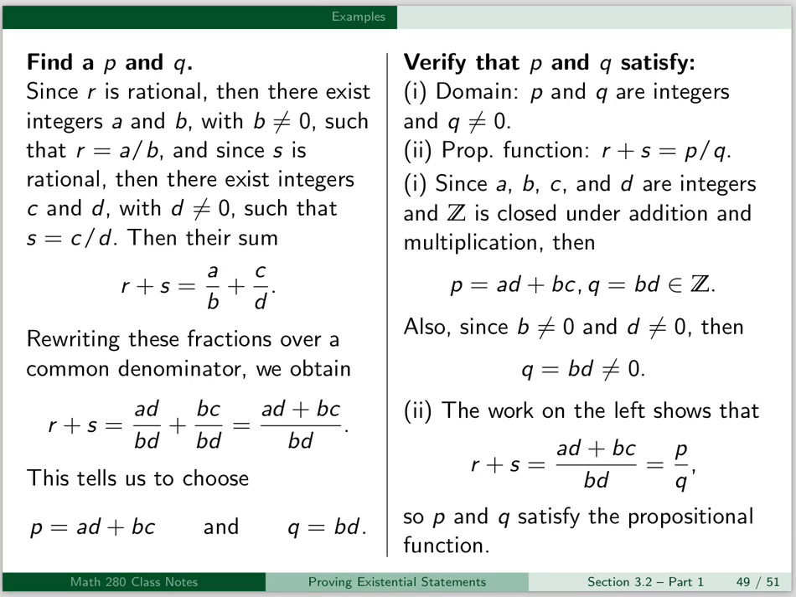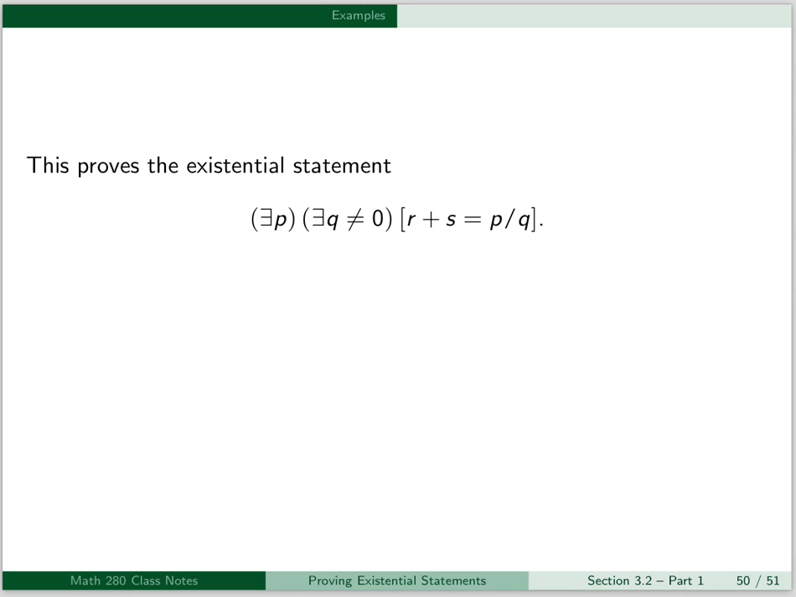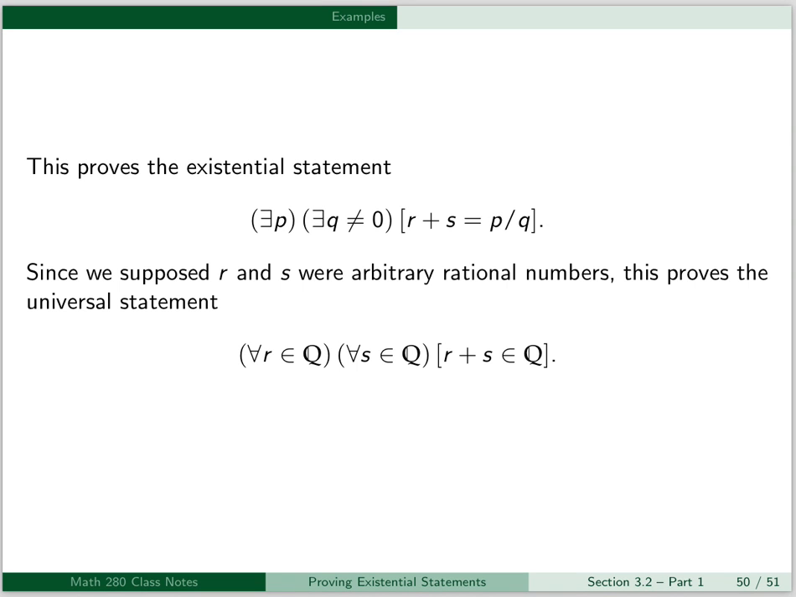So we found our example. We verified that our example satisfies the two conditions. And so this proves the existential statement. And this tells us that r plus s is rational. And since we supposed r and s were arbitrary rational numbers, this proves the universal statement.